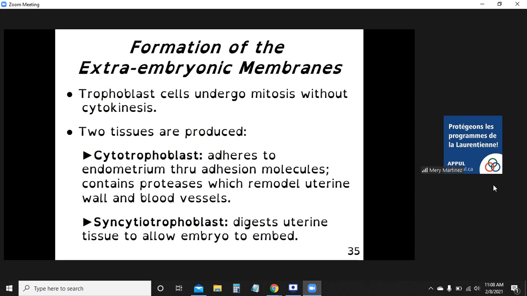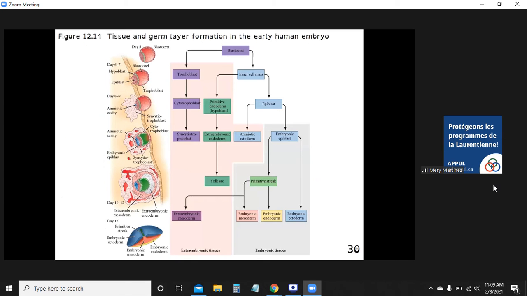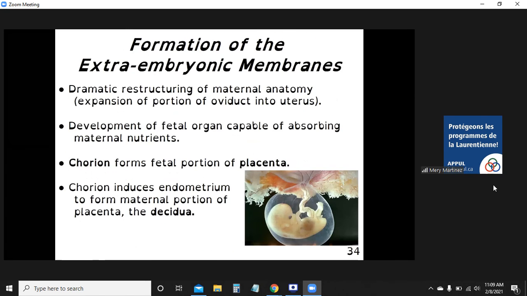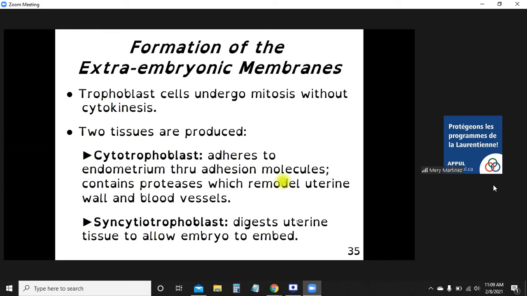The second layer that we have is the syncytial trophoblast. This syncytial trophoblast digests the uterine tissue to allow the embryo to embed deeper into the uterine wall. So that was what we saw in the gray color, little gray pinky. Where is it? Here. So this is our syncytial trophoblast that will really dig down the wall, digest that wall to allow the embryo to embed in the wall.